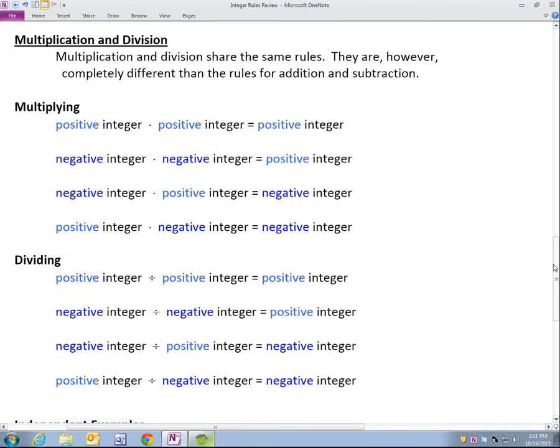Positive multiplied by positive is a positive. Negative times a negative is a positive. Negative times a positive is negative. Positive times a negative is negative. Now, there's a trick to this.